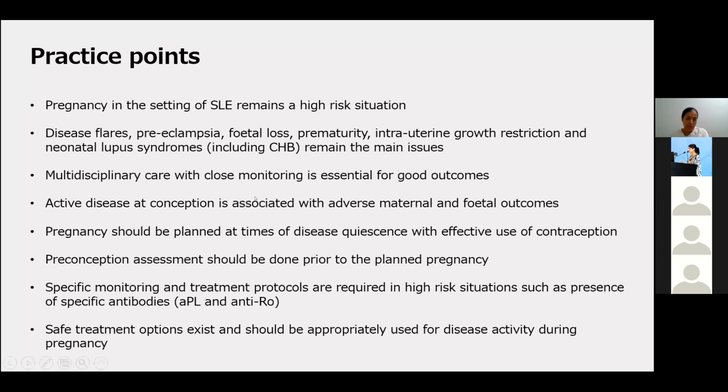Active disease at conception is associated with adverse maternal and fetal outcomes. Pregnancy should be planned at times of disease quiescence with effective use of contraception. All patients who wish to become pregnant should undergo preconception assessment prior to planned pregnancy. Specific monitoring and treatment protocols are required in high-risk situations, such as presence of specific antibodies. Safe treatment options exist and should be appropriately used for disease activity during pregnancy.